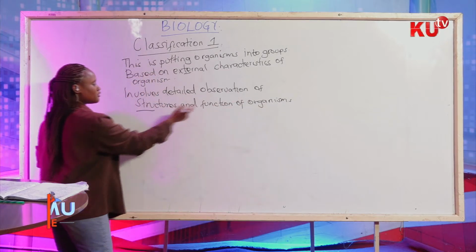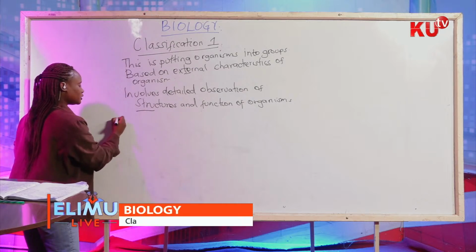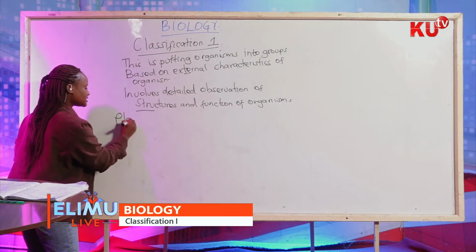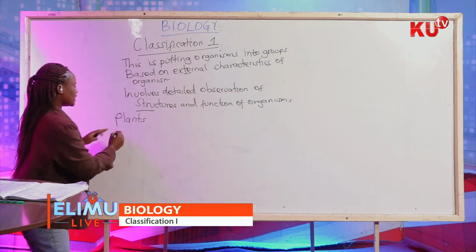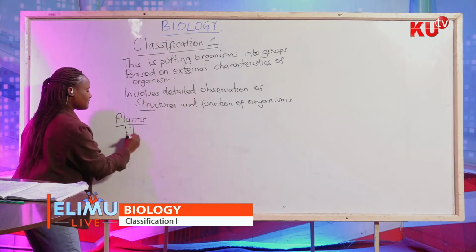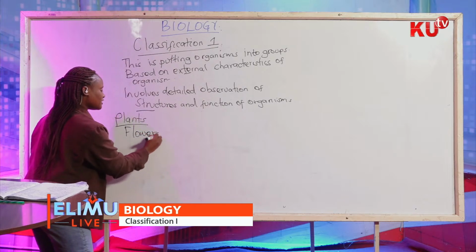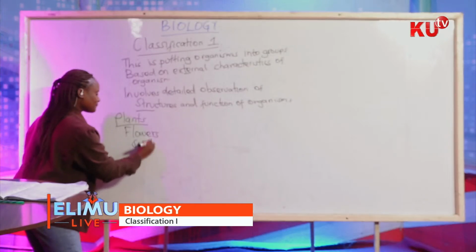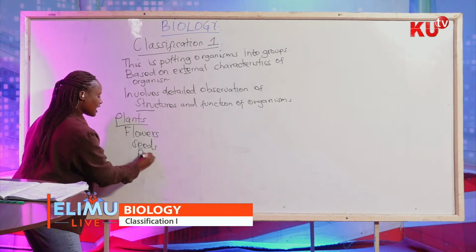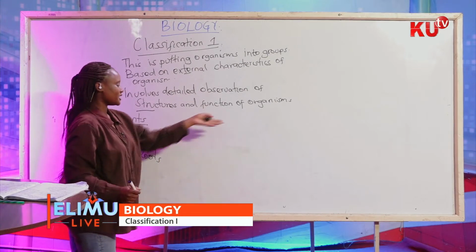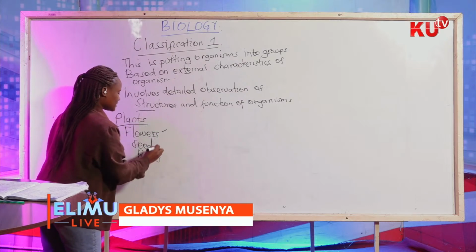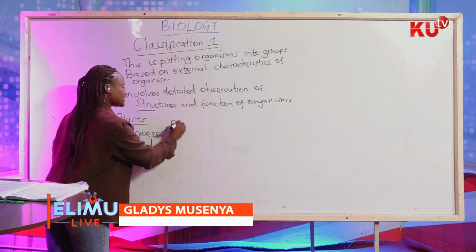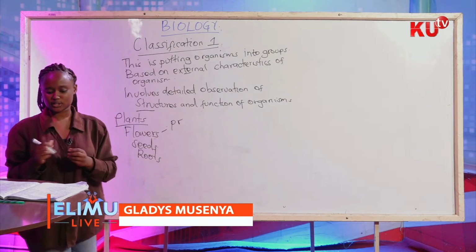The structures of organisms, and we are talking about living organisms, include, in plants, flowers, seeds, and roots. And then the functions are those of the parts of the structures, for example flowers producing seeds, and so on.